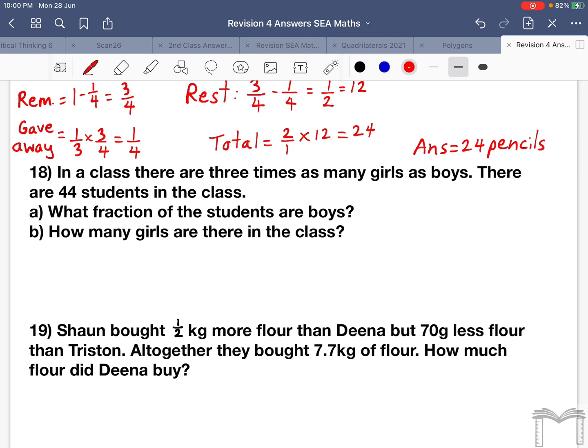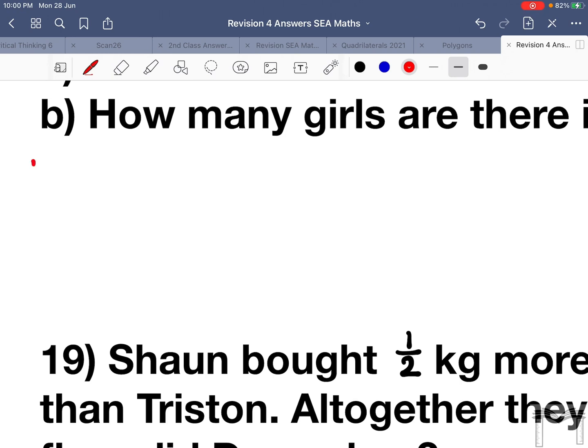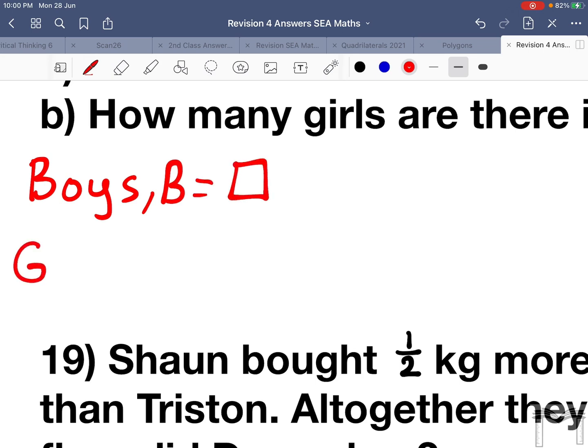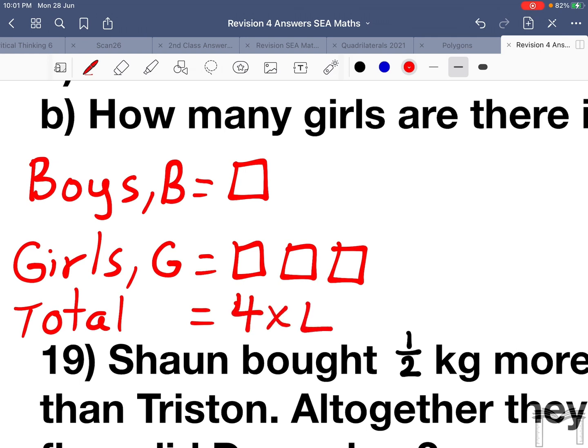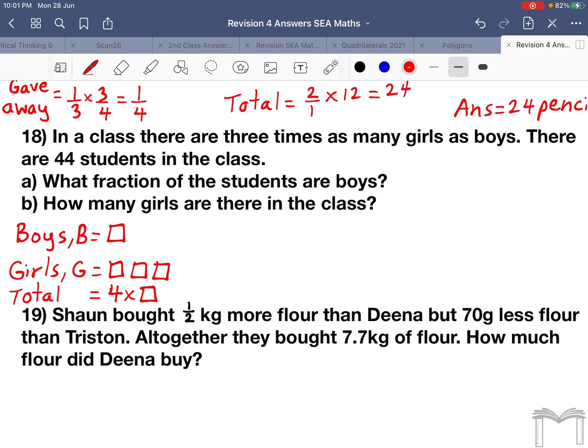So let's put it in terms of boxes. So there are 3 times as many girls as boys. So seeing that boys is less, we put boys, abbreviated as B, is equal to 1 box, and girls will be 3 times 1 box, which is 3 boxes. So in total, 1 box plus 3 boxes is equal to 4 boxes, or we can put it as 4 times box. So 4 boxes is equal to 44 students.